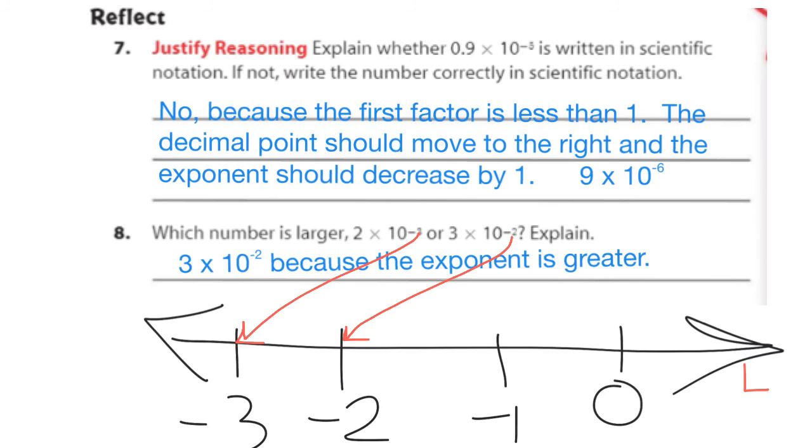The larger numbers are on this side, because think about this goes 1, 2, etc. The larger numbers are over here. These are the smaller numbers. So -2 is larger than -3. That gives you 3 times 10 to the -2 to be the greater number. So 3 times 10 to the -2nd, because the exponent is greater.